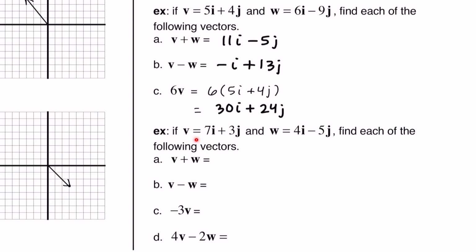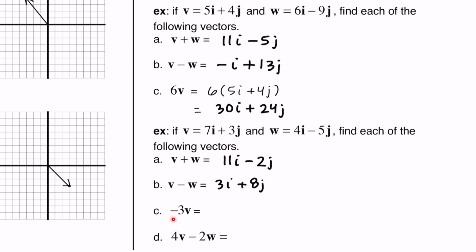This example says if v equals 7i plus 3j and w equals 4i minus 5j, find each of the following vectors. So for part A, we're going to add v plus w. So we'll go 7i plus 4i to make 11i, and then 3j plus negative 5j is going to be negative 2j. So there's our resulting vector. For part B, it says v subtract w. So we'll go 7 minus 4. So we get 3i, and then we'll do 3 minus a negative 5, which then becomes positive, so 3 plus 5 is 8j. So here's our vector, 3i plus 8j.